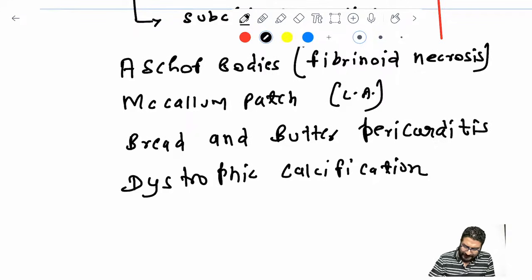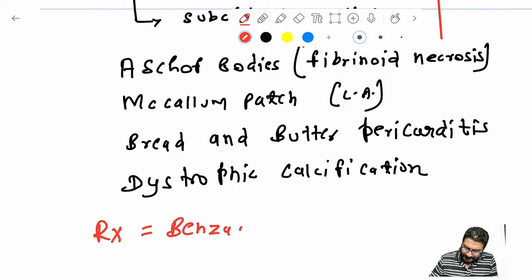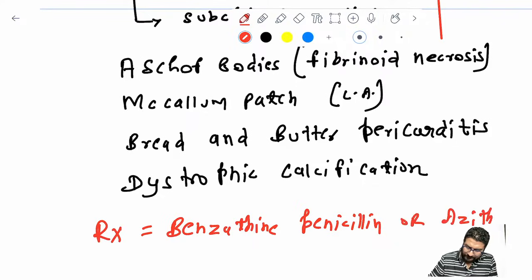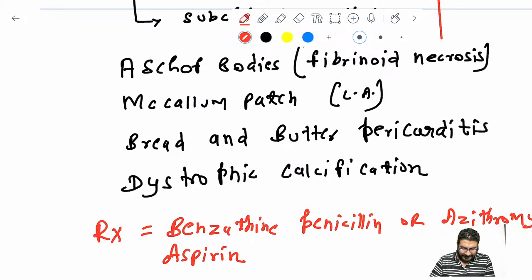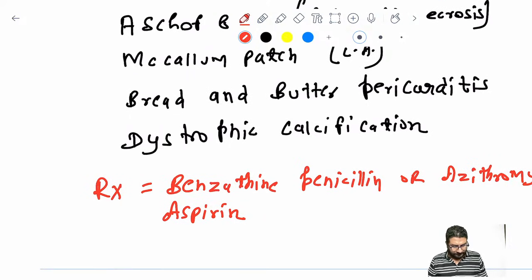Okay, one more thing they ask you, like rheumatic chorea is a late finding. So they ask you treatment. In treatment, understand, for prophylaxis what we give is benzathine penicillin. Alternative to this will be azithromycin. Then we have to use aspirin. Now they ask you chorea. Pancarditis means it could be pericarditis, myocarditis, endocarditis.